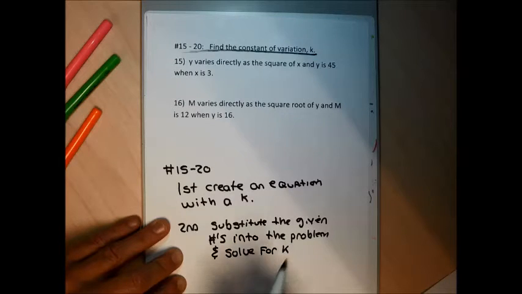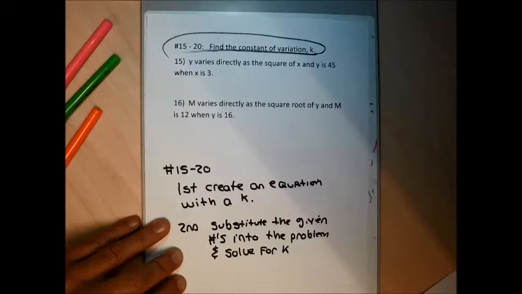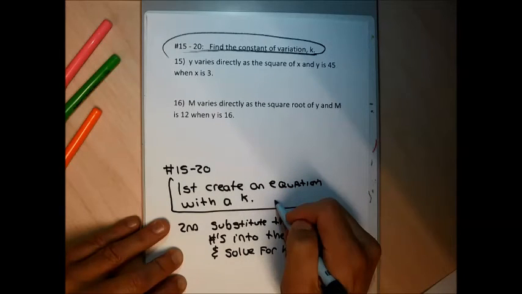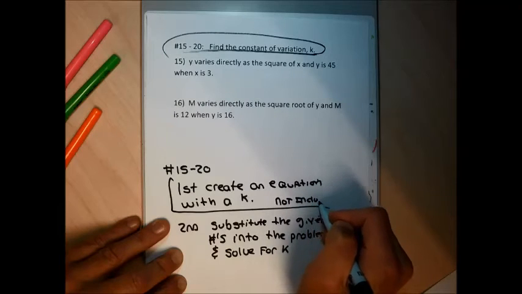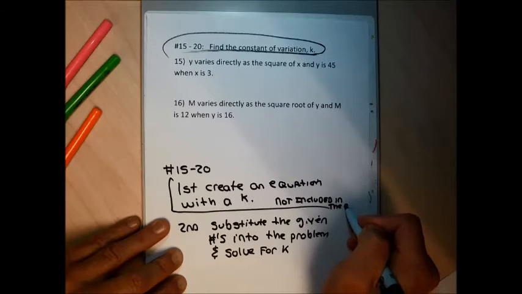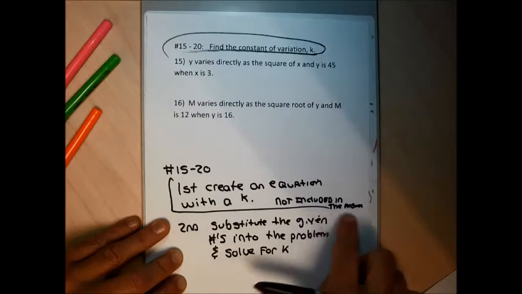The way the wording of the instructions is written, find the constant of variation k, the only answer that I need to write down is what the k is. I need to create the equation to be able to understand how to find k, but I don't need to write this in my answer. So this right here should not be included in the answer, even though I need it to get the answer. The answer is just whatever k happens to equal for this problem. That's not included in the answer.